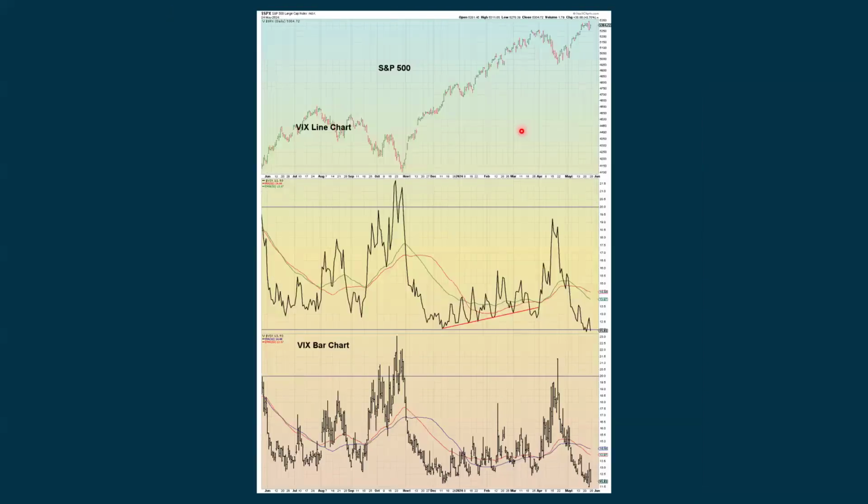Okay, then we keep an eye on the VIX. This measures volatility or fear in the market.